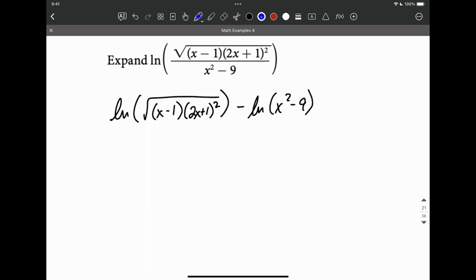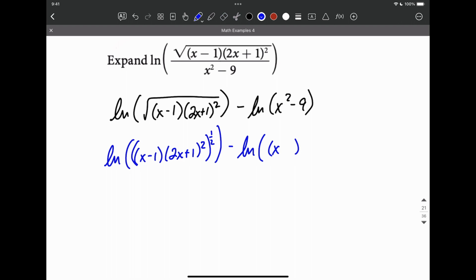The next thing I'm going to do is rewrite what's on the inside of this first natural log. I'm going to say it's x minus 1, 2x plus 1 squared, all that, instead of being under a square root, raised to the 1/2 as an exponent. It means the same thing. At this point, I'm also going to factor what's on the inside of that second natural log. Because it's a difference of squares, this will factor as x plus 3 and x minus 3.